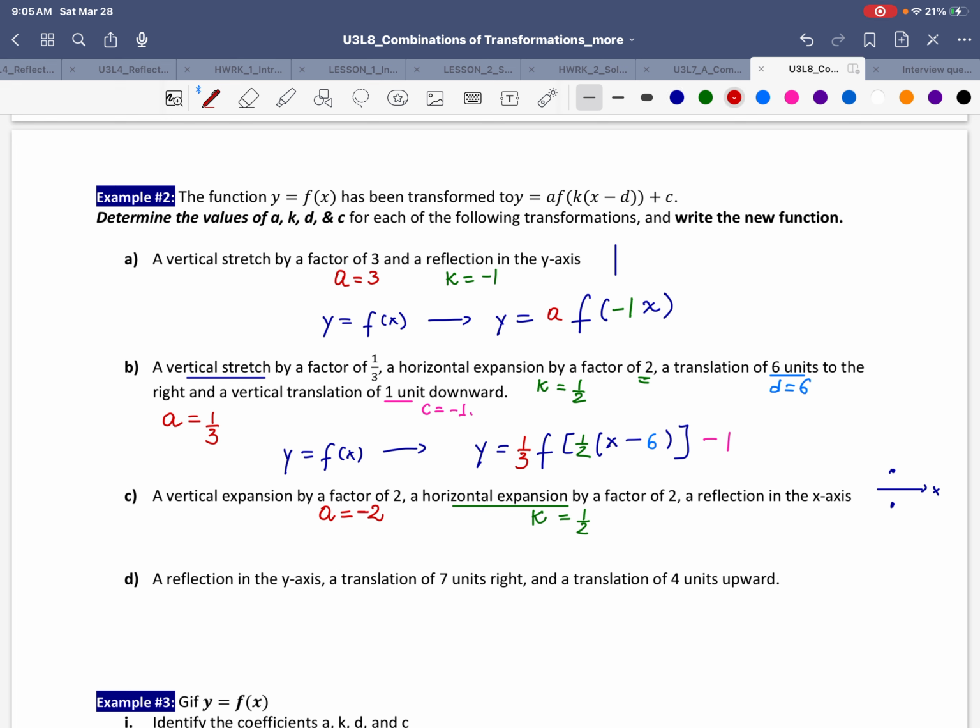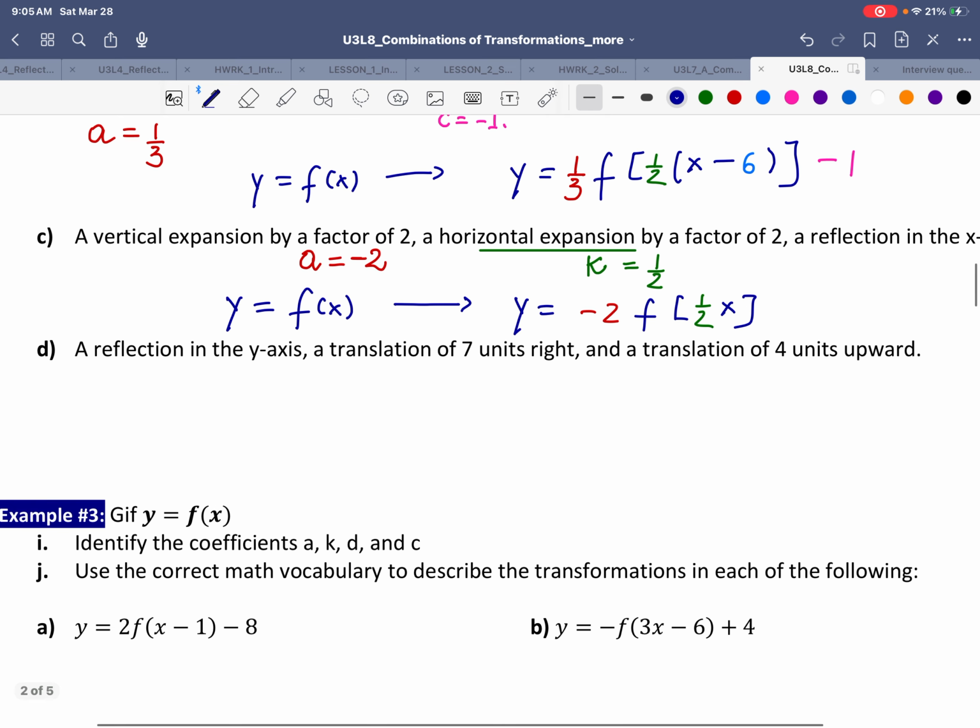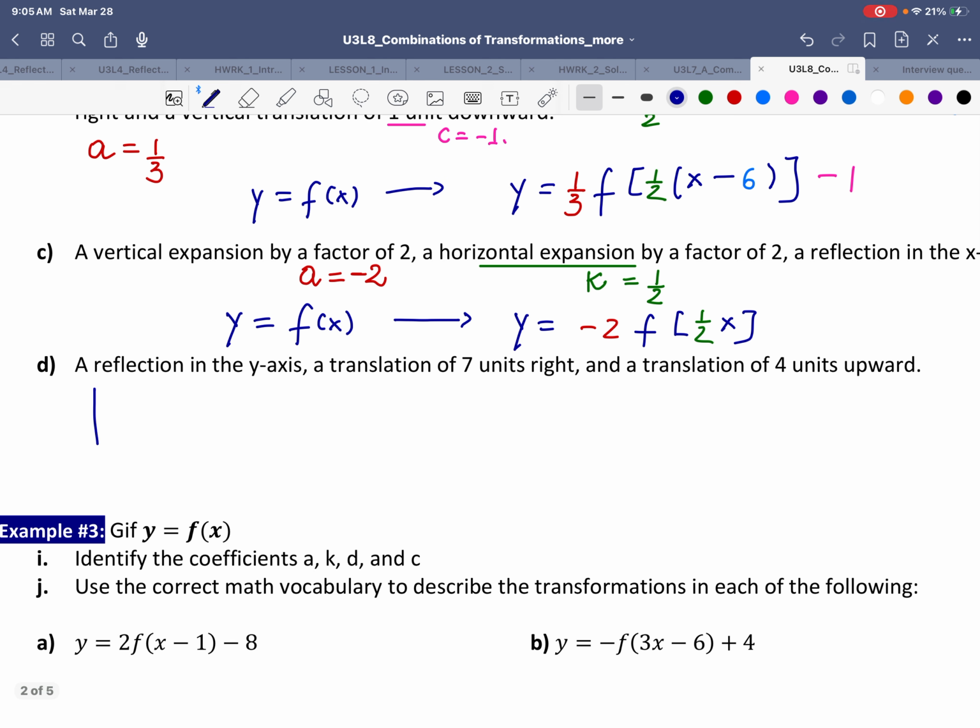And the equation of this transformed function from y equals f of x, which is the parent, will become y equals -2 for a, and then f of 1/2 of x. Close brackets. Next, we have a reflection in the y-axis. Again, reflection on the y-axis will take the points to the other side of the y-axis, which will change the x-coordinate, which means that the coefficient k here is negative.